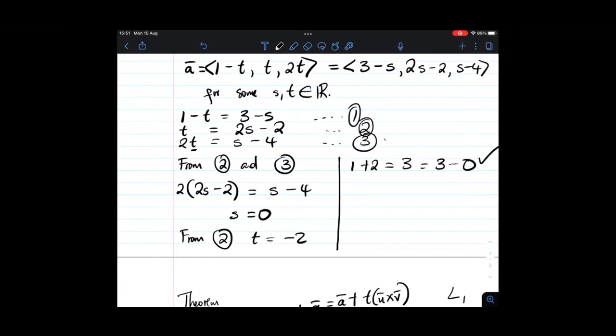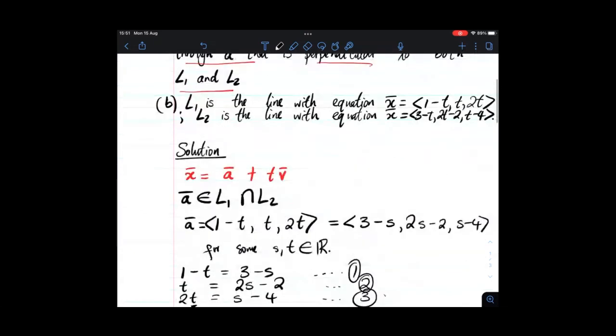So we can then substitute to get our A. So if I use my s is equal to 0, I get 3, 2s minus 2, which is minus 2, and then minus 4. So this is the point of intersection. So I've found one component that I need, which is A. Now I want to be able to find v, the direction vector, right? To be able to then write an equation for L.